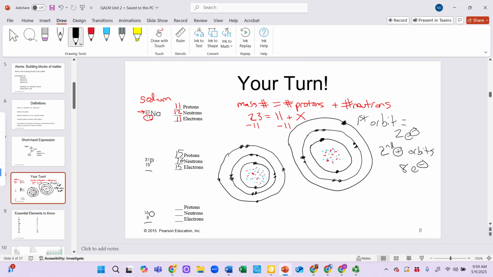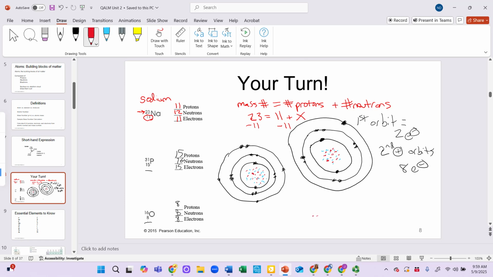For oxygen, we have 8 protons because that's the atomic number. Since it's not charged, we also have 8 electrons. And then our mass number is protons plus neutrons, so if we subtract 8 from 16, we get 8 neutrons. So we're going to draw this one real quick.